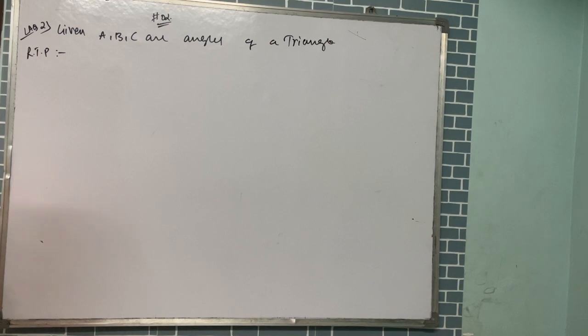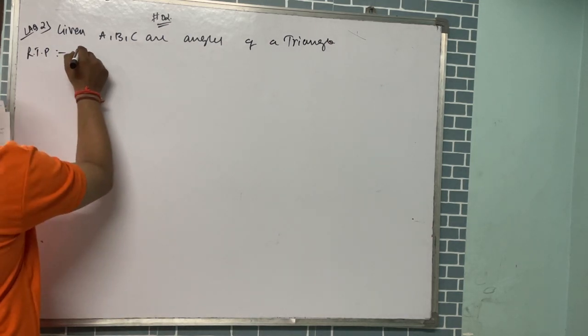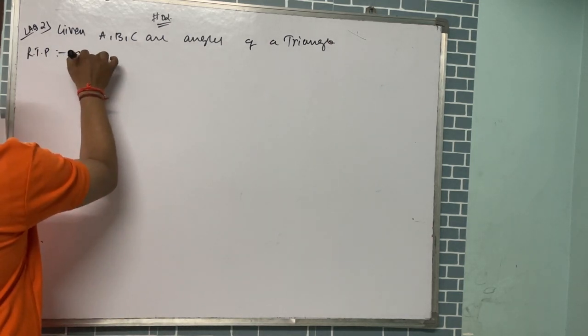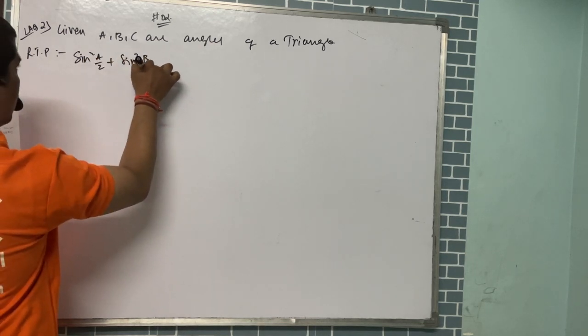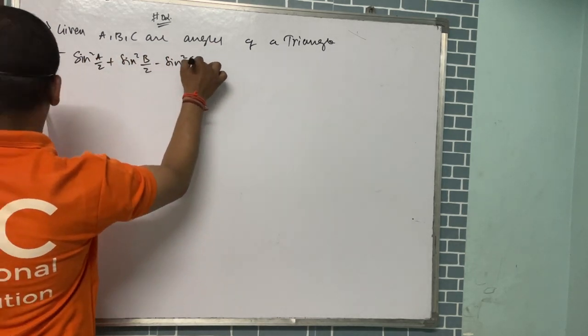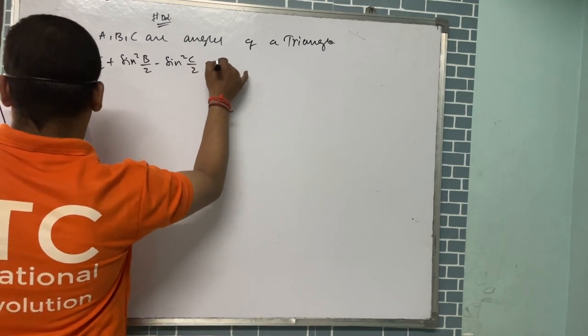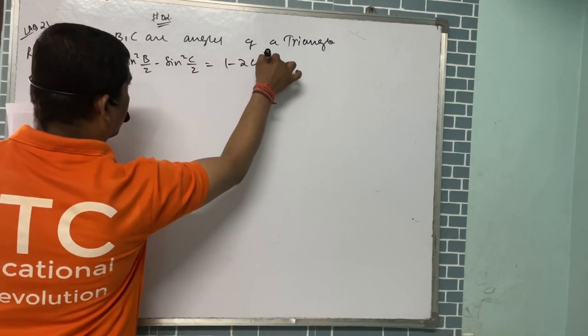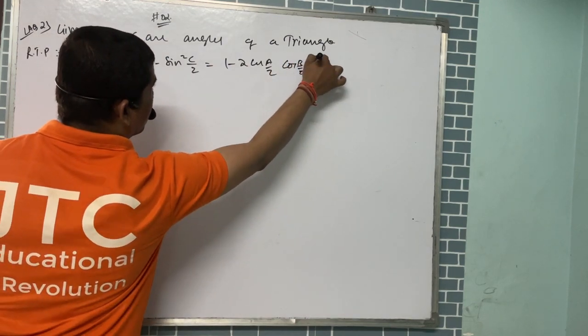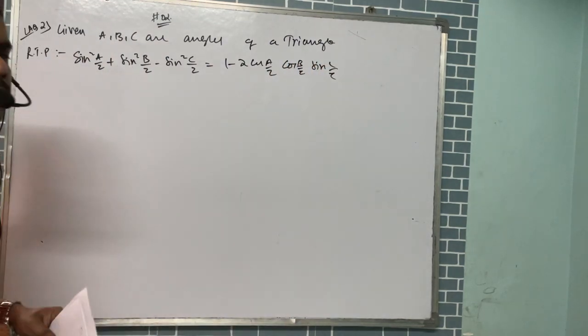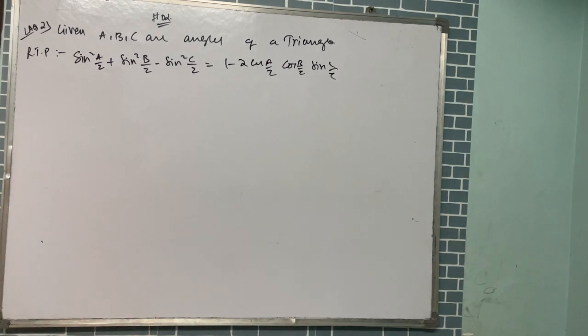Right. So required to prove: sine square A by 2 plus sine square B by 2 minus sine square C by 2 is equal to 1 minus 2 cos A by 2 cos B by 2 sin C by 2. Okay, this is what we need to prove here.